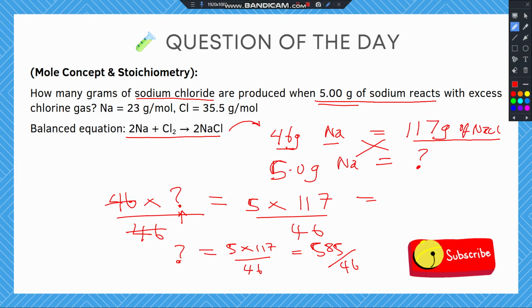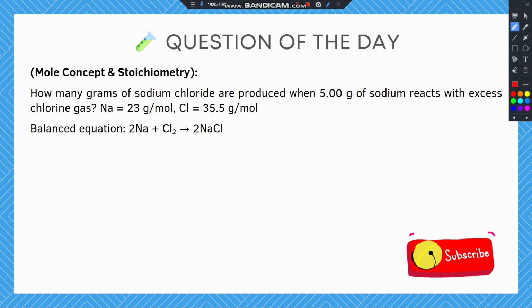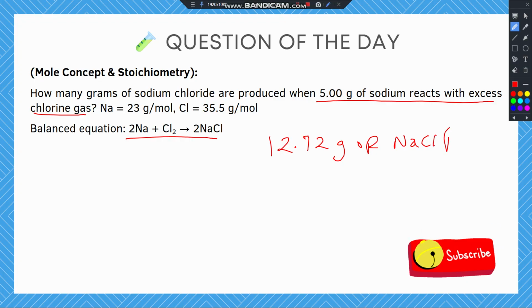Punching our calculators, 585 divided by 46 gives us the figure of 12.72 grams. That is our final answer. So when 5 grams of sodium reacts with excess chlorine gas, with this equation backing it up, we have 12.72 grams of sodium chloride produced.